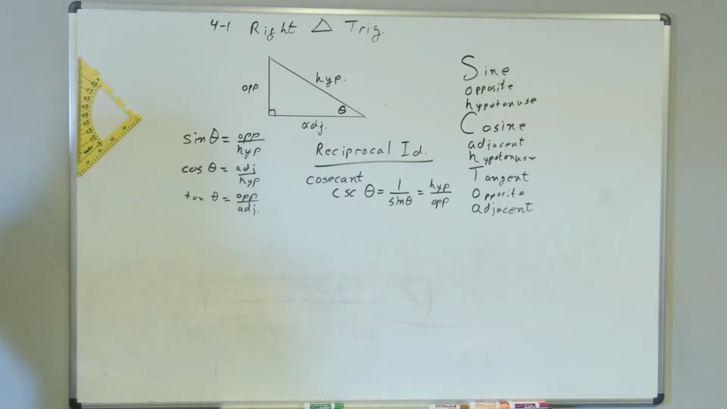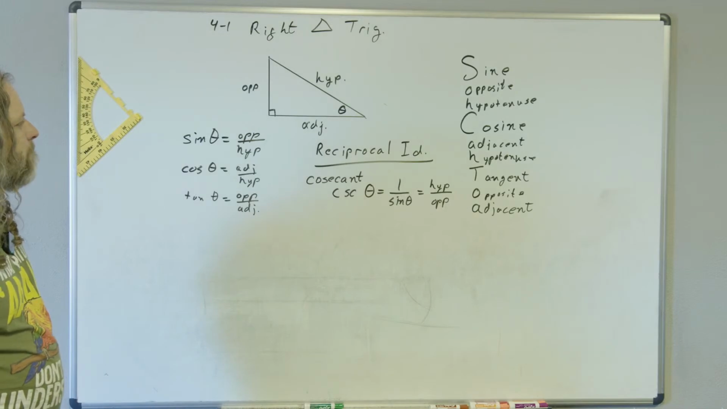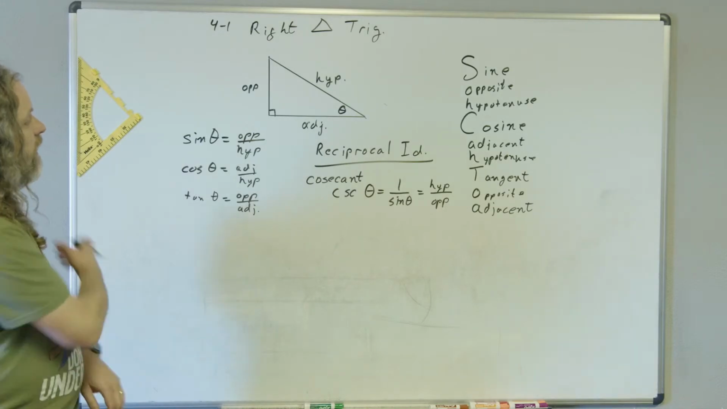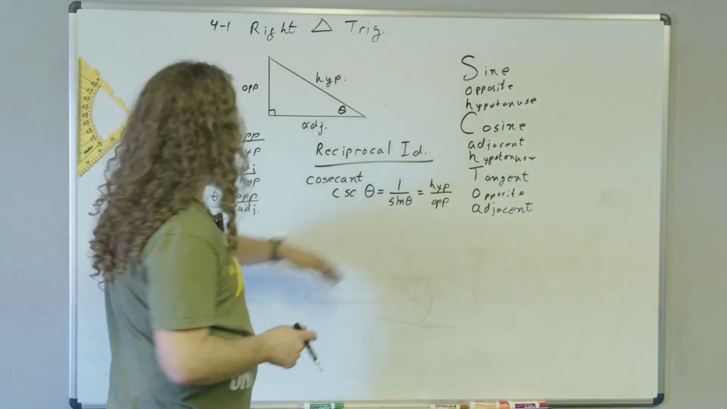You probably don't have a secant or cosecant button on your calculator. You might in the math menu or whatever, maybe. But if you were going to punch it in the calculator, you would just do 1 divided by sine. That would be the fastest, easiest. Okay, so cosecant is the reciprocal of sine.